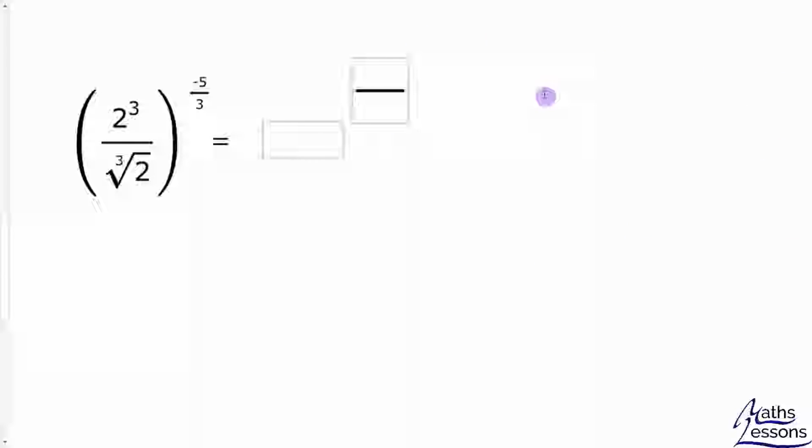Right, another 60 seconds to try and do this one without a calculator. Do not use a calculator on this one.